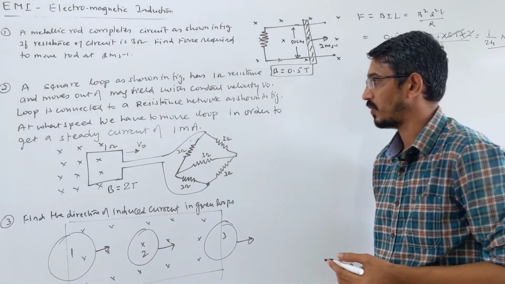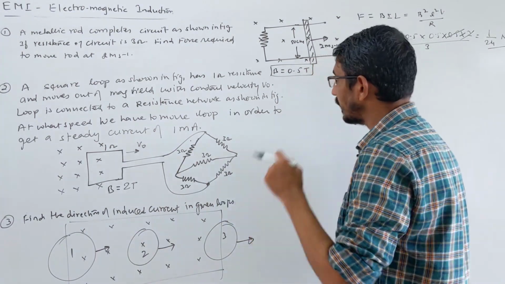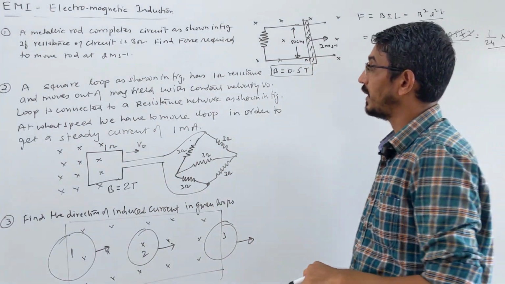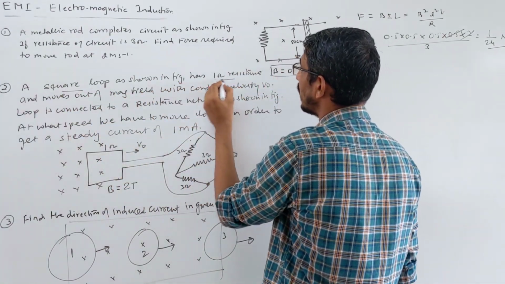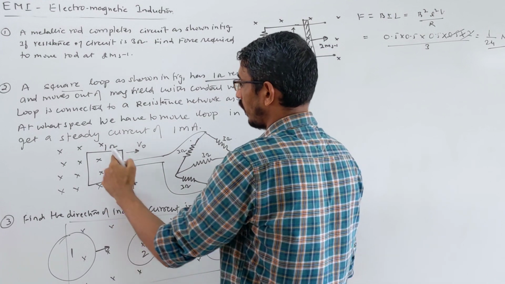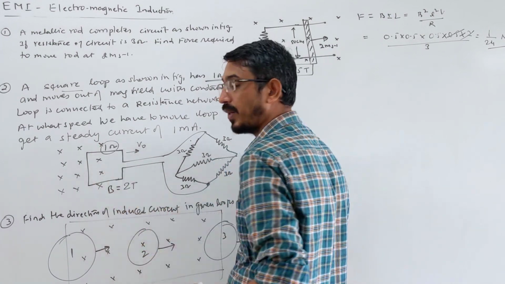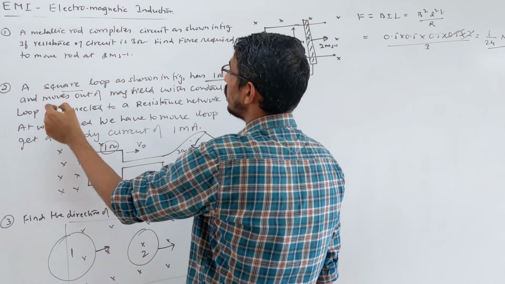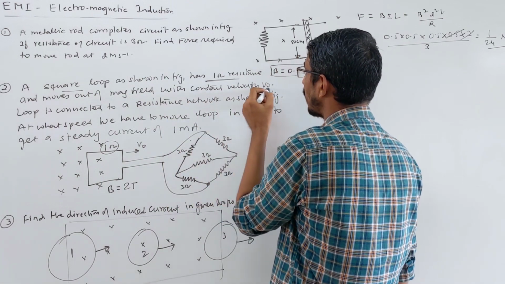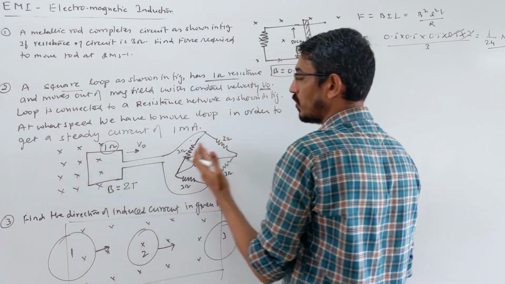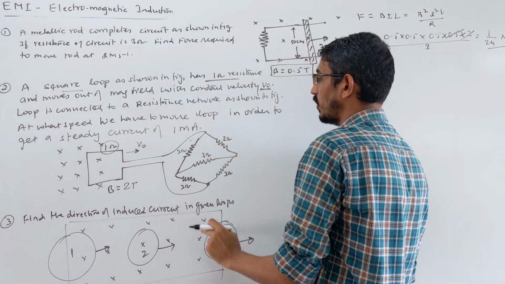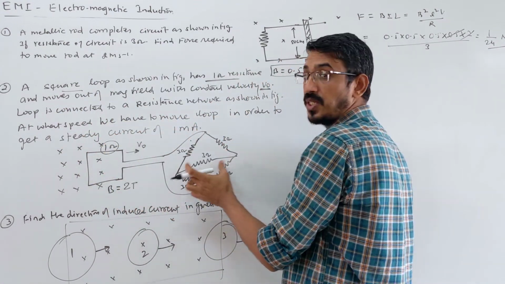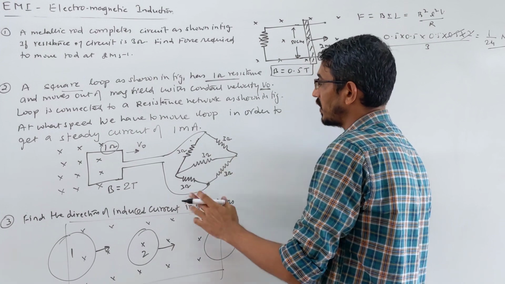Yes, a simple question. Look at this question, very interesting. In this question they said a square loop is there and it has a resistance of 1 ohm. This is a loop given, its resistance is 1 ohm. It moves out of a magnetic field with a constant velocity V naught. This is coming outward. The loop is connected to a resistance network as shown in the figure. You can see 3 ohms and some other resistances are connected.